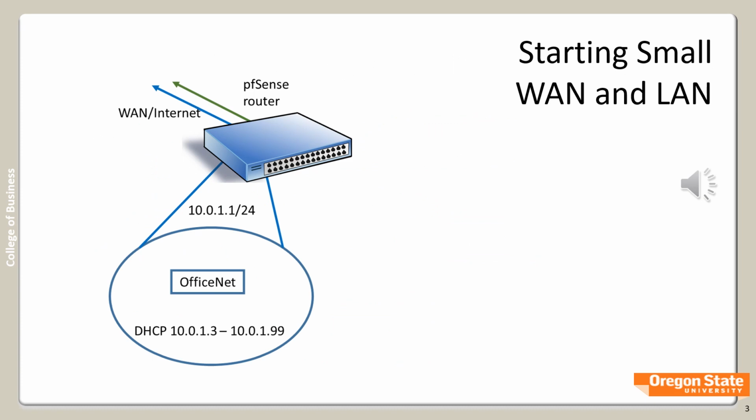Most home networks, and very small organizational networks, employ 2 network segments. One is a WAN, wide area network, and the other is a LAN, local area network. That is the model we will create in this exercise.